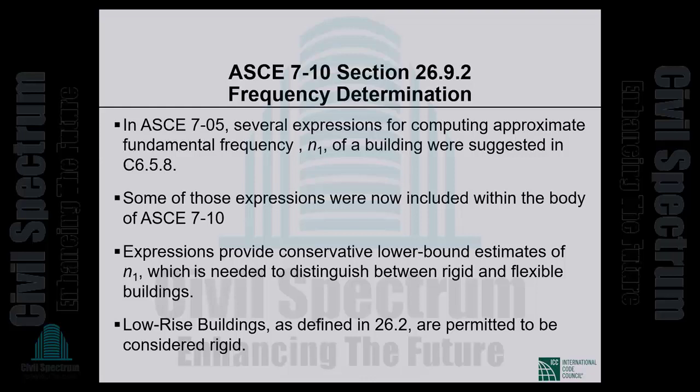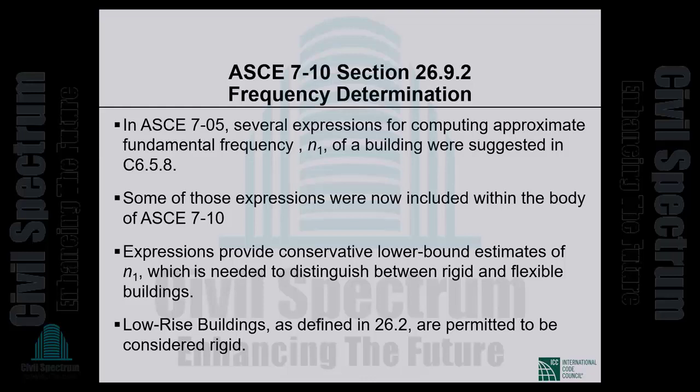So, while ASCE 7 did not give you anything up to the 02 edition, except vaguely telling you that you can go to the seismic provisions to calculate your period, ASCE 7-05 included in the commentary, not in the standard, quite a bit of guidance. You can calculate the fundamental natural frequency in a number of ways. And those were brought into ASCE 7-10. They were brought into the provisions.